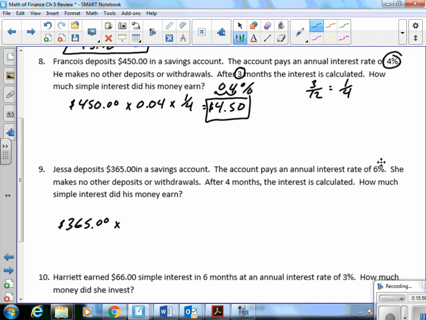And then we're going to multiply that by the interest, which is 6%. Got to move that decimal to the left, so 0.06. And then it's figured after 4 months. And so 4 months out of 12 would reduce to 1/3 of the year. So 365 times 0.06 times 1/3, which when we multiply that across there, we get $7.30.